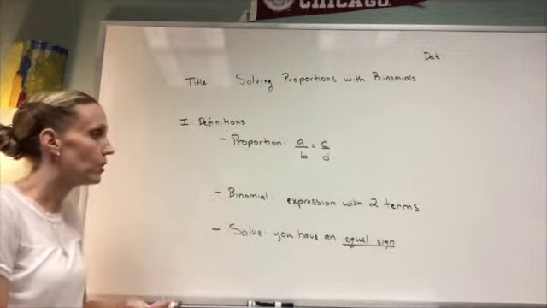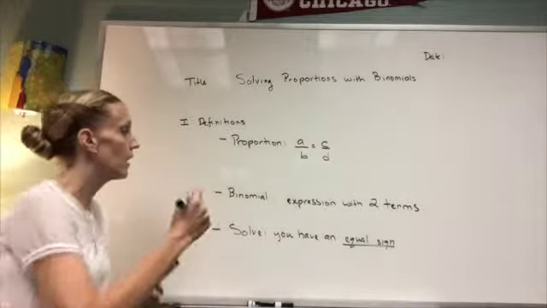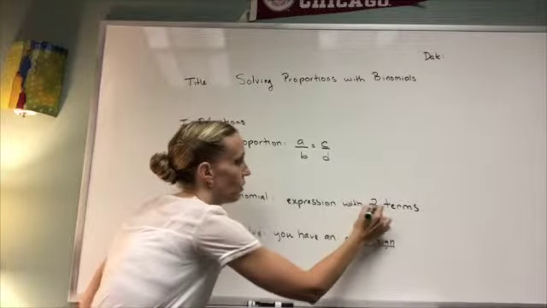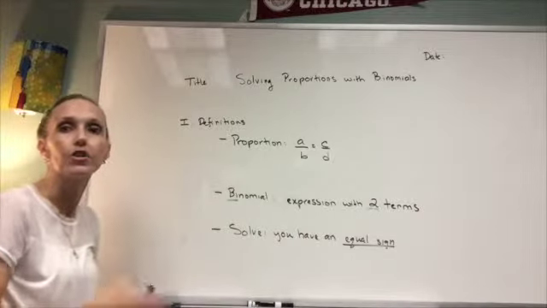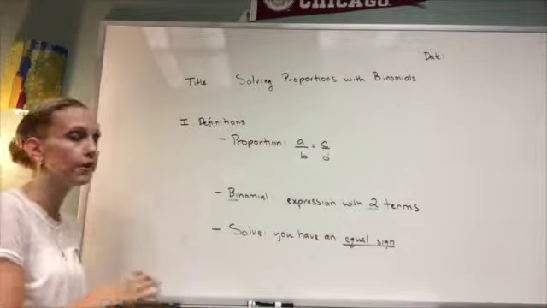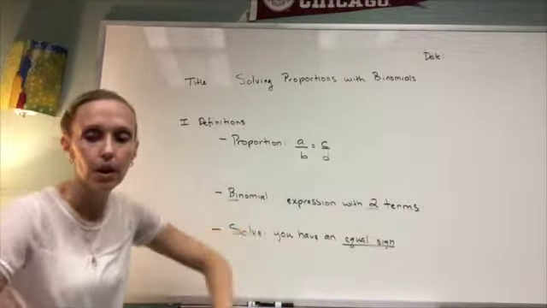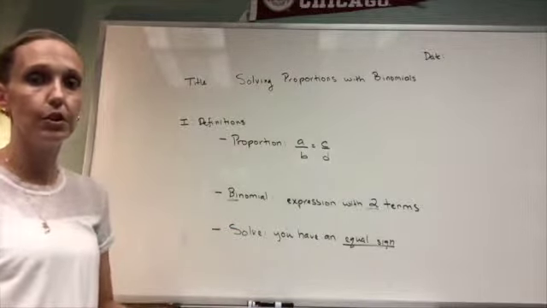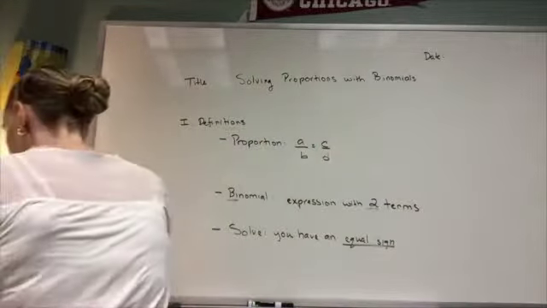A binomial is when you have two terms. That's what bi means. Bi means two, so binomial means two terms. And now we actually are able to solve. We're not just simplifying an expression, we're solving for it. Why can we solve for it? Because we have our nice little equal sign. If you need to hit pause to write all the definitions, feel free to do so. But right now I'm going to erase everything so we can get going.